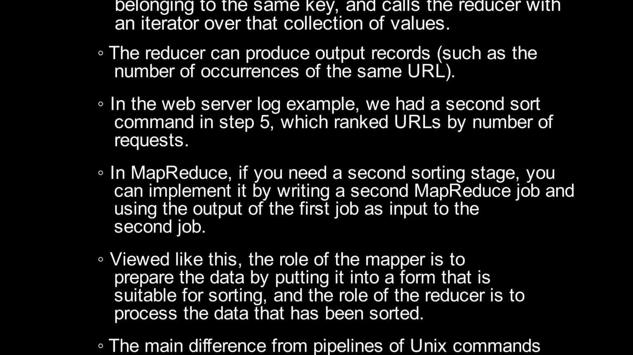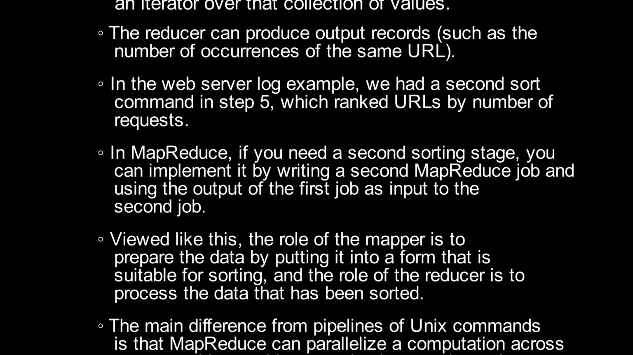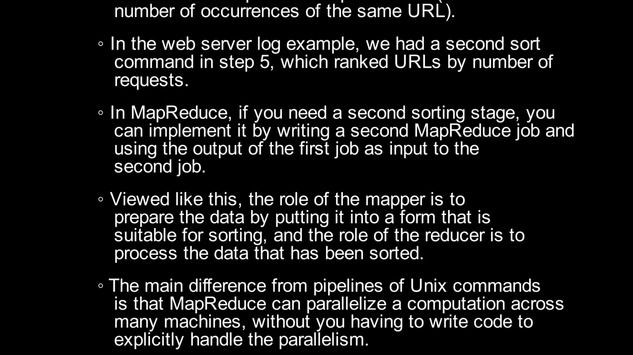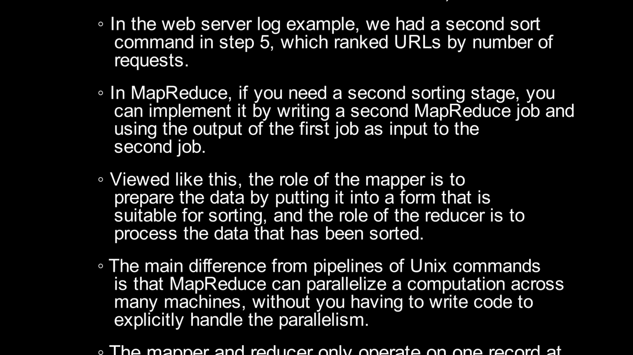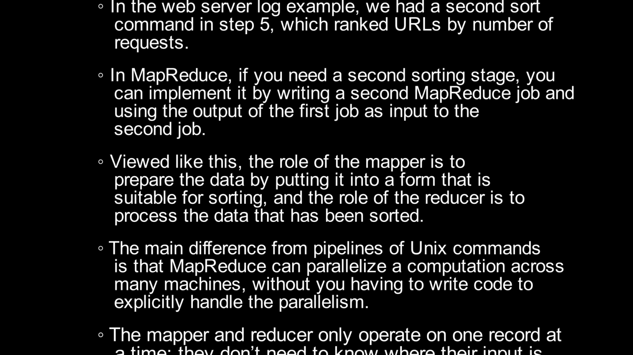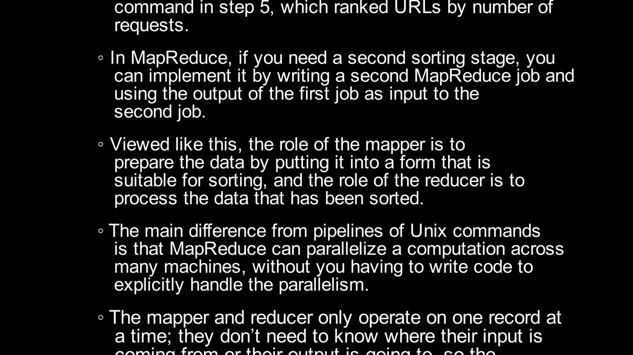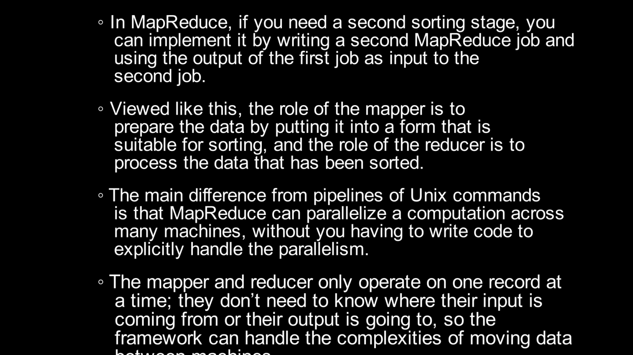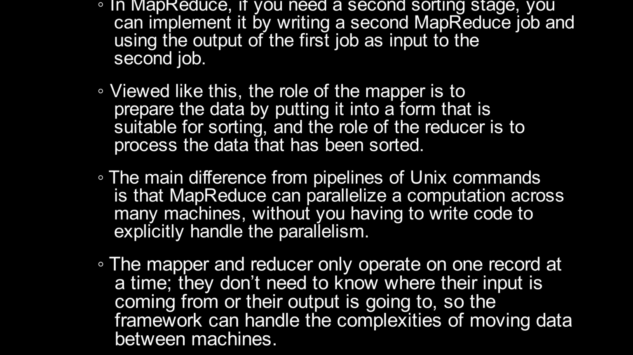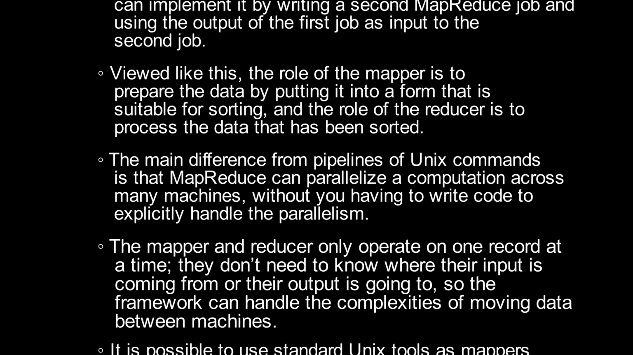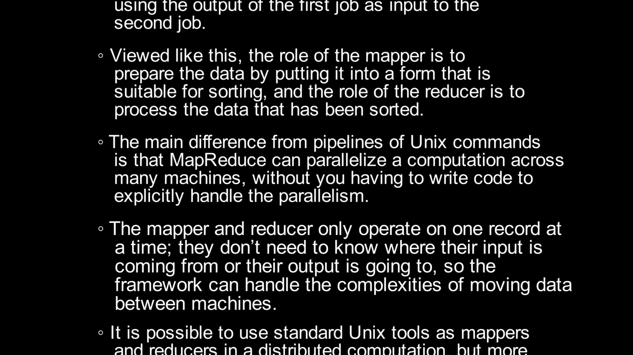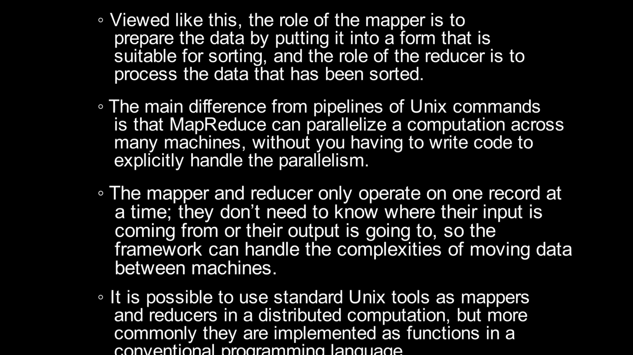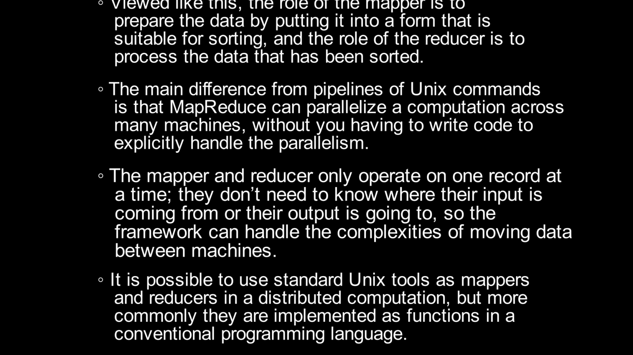Viewed like this, the role of the mapper is to prepare the data by putting it into a form that is suitable for sorting, and the role of the reducer is to process the data that has been sorted. The main difference from pipelines of Unix commands is that MapReduce can parallelize a computation across many machines without you having to write code to explicitly handle the parallelism. The mapper and reducer only operate on one record at a time. They don't need to know where their input is coming from or their output is going to, so the framework can handle the complexities of moving data between machines.